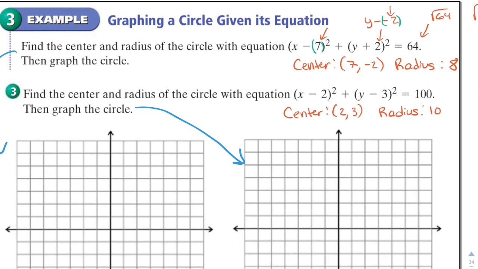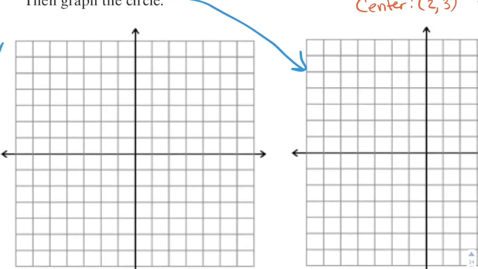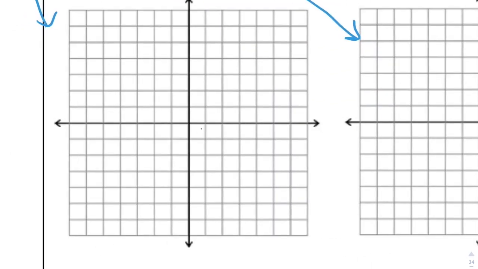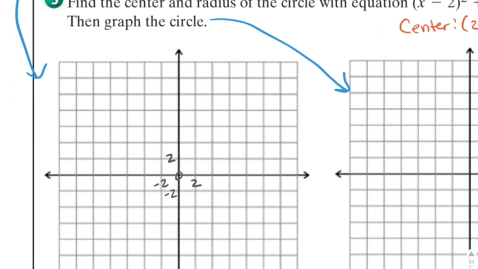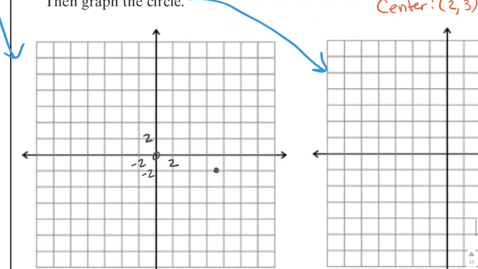So this one's (7, negative 2) with a radius of 8. I'm going to have to count by 2s, so my axes are going to count by 2, just to get it to fit on here. So 2, 4, 6, 7, negative 2. That's my center with a radius of 8.